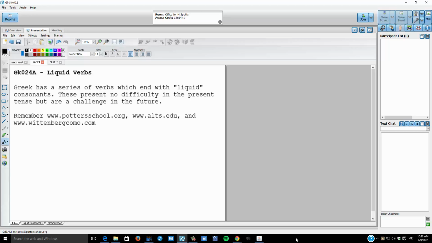Today we're going to have a look at what we call liquid verbs. These are verbs that have stems ending in what we call a liquid consonant. In the present tense, these are no problem at all. In the aorist tense, they're not really much of a problem. In the future tense, they can be challenging.